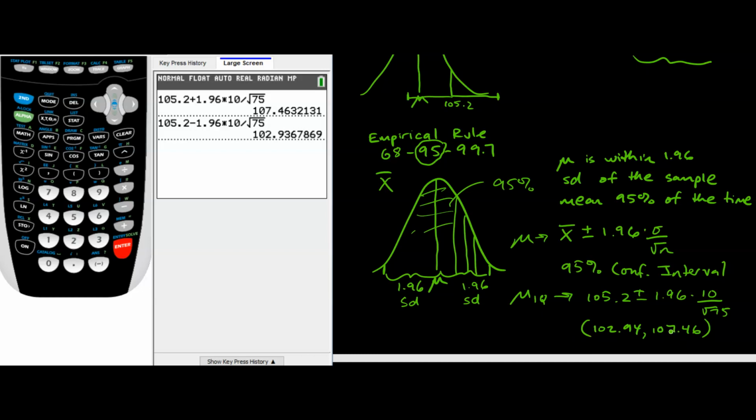You should also know that it's not technically correct to say that there's a 95% probability that the mean IQ is in that interval. There's a big difference between saying 95% confidence and 95% probability, because mu is either in the interval or not, and we don't know that. So it's correct to say that the method for constructing a 95% confidence interval has a probability of 95% of covering the mean.